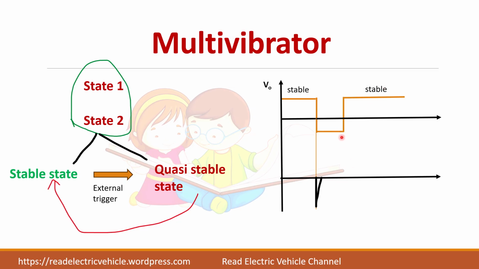Here you have to see I have not given any external trigger. So this is the quasi-stable state. From quasi-stable to stable, no trigger pulse is required. It goes automatically. But from stable, if you want to go to quasi-stable, again you have to apply a pulse.